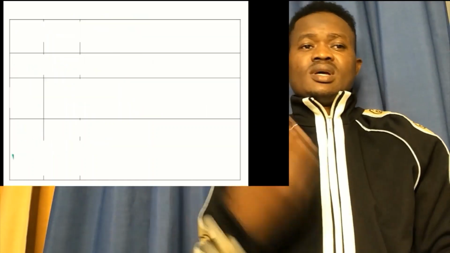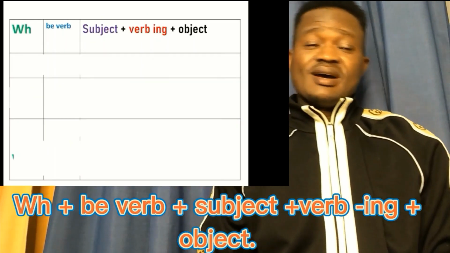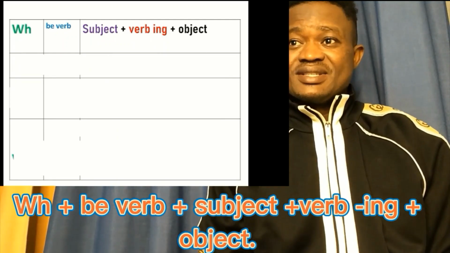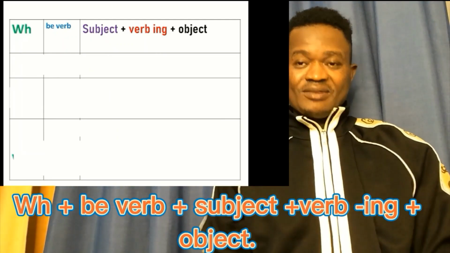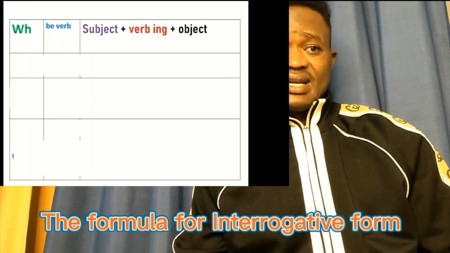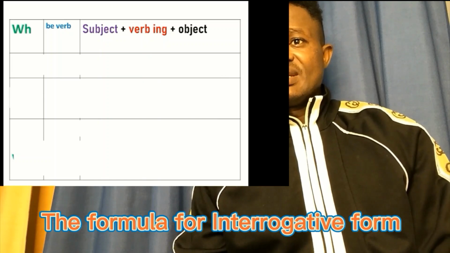Okay, WH, be verb, subject plus verb ing plus object. Okay, the formula for the interrogative form. Okay, all right guys, let's do a lot of examples, guys. Okay, let's go.